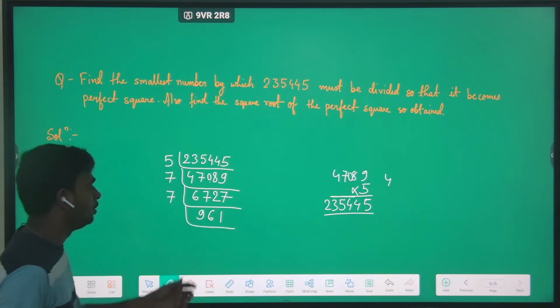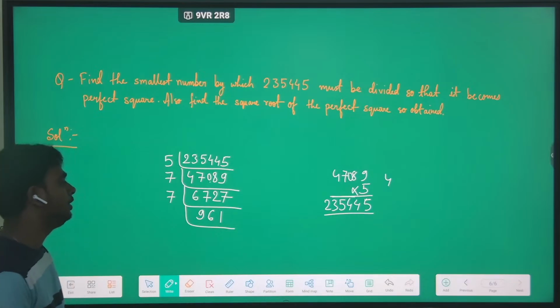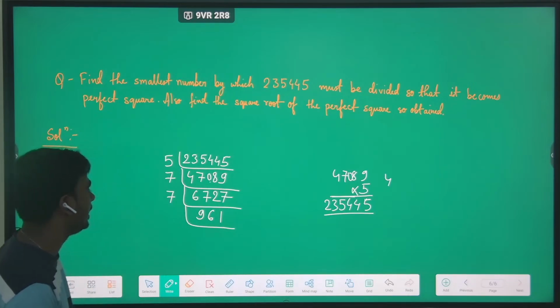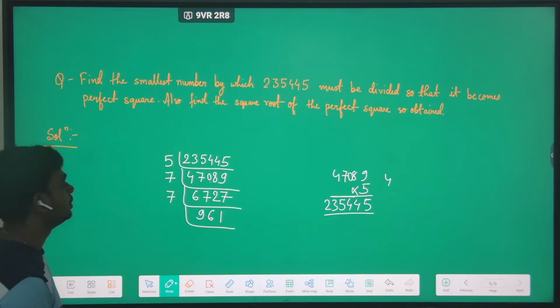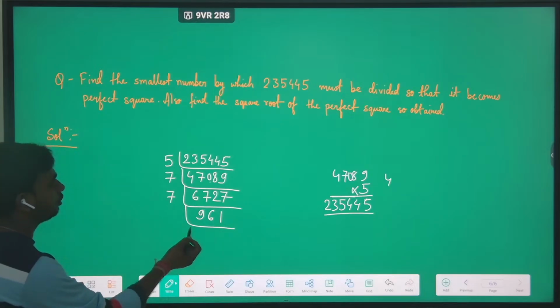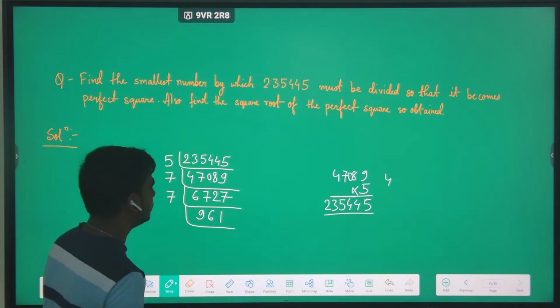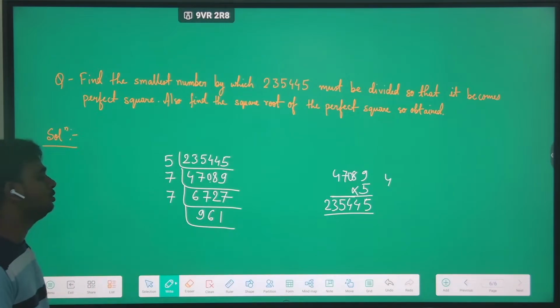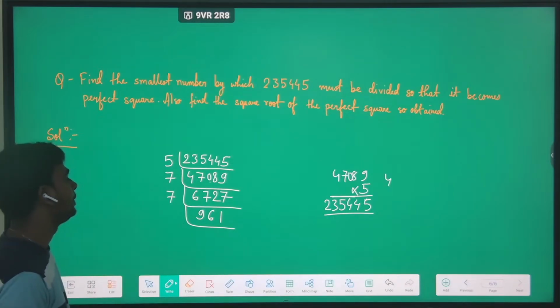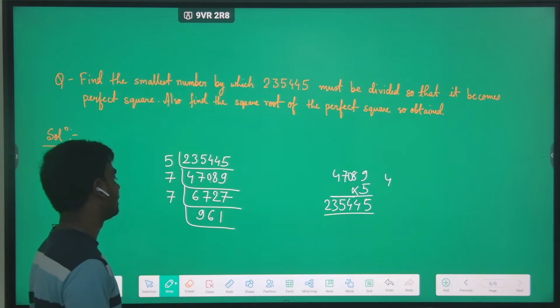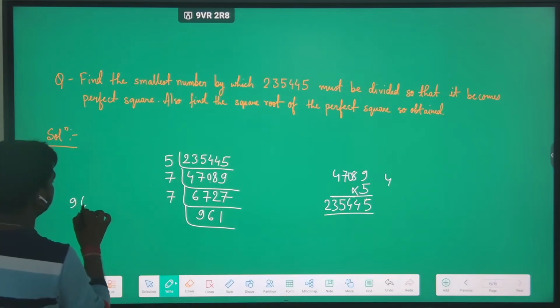Now for 961, what will we do? 11 into 8 is 88. It is not divisible by 11. So let us see whether it is divisible by 9 or not. 9 ones are 9. No, it is not divisible by 9 either. So we have 961. So the square root of 961 is what?